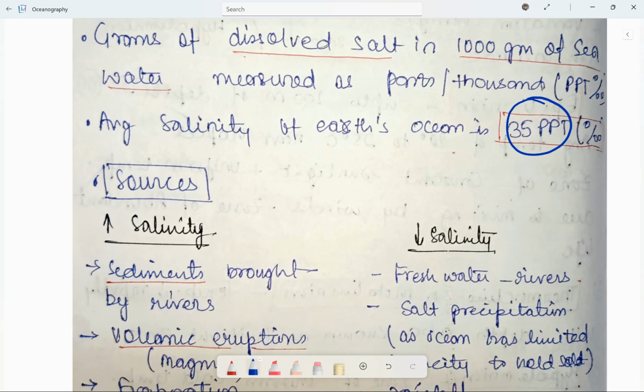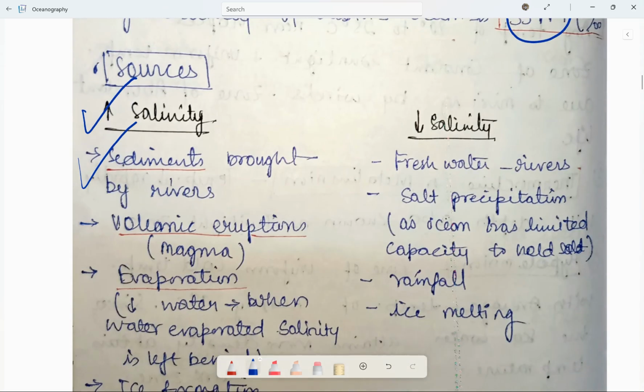Now for increase in salinity, the first one is sediments. The sediments which come from the weathering of rocks and erosion of rocks, which is brought by the rivers, result in an increase of salinity.